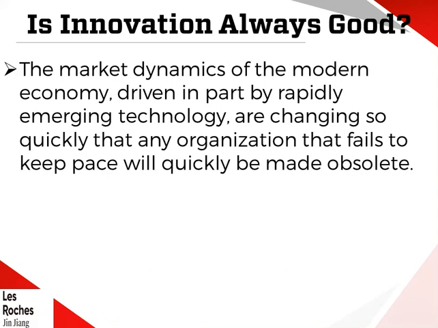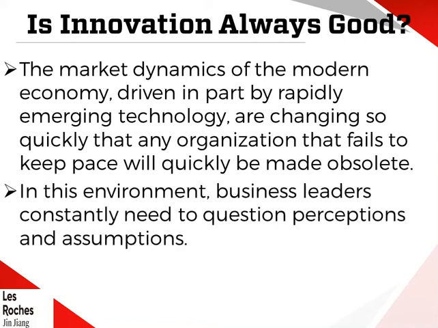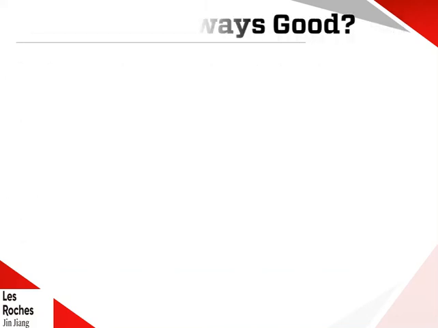The market dynamics of the modern economy, driven in part by rapidly emerging technology, are changing so quickly that any organization that fails to keep pace will quickly be made obsolete. So you have to be careful on that, all the managers and operating managers. In this environment, business leaders constantly need to question perceptions and assumptions. So what they believe, what they think their business is, and what they are doing. What is the main problem they are solving? Their perceptions and assumptions need to be recalibrated again and again.